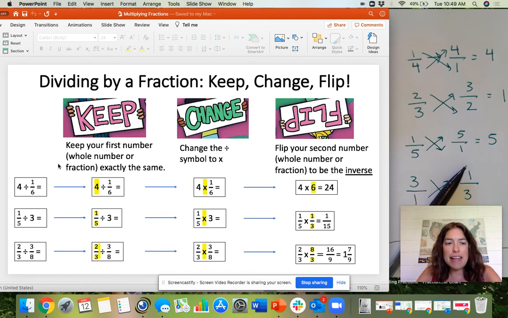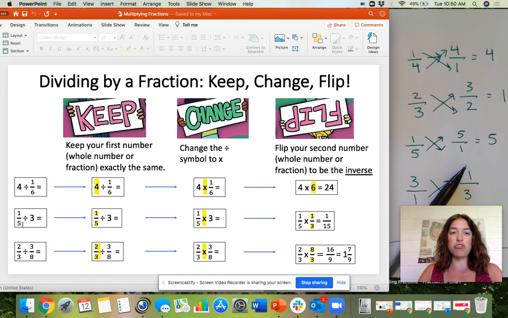This makes sense. I understand why, because if I have 4 pizzas and I cut each one into sixths, that means each pizza would have 6 pieces. And I want to know how many pieces of pizza I have. So I would count 6, 12, 18, 24, which is the same as doing 4 times 6, which gives me that answer of 24. Let's take a look at another example.